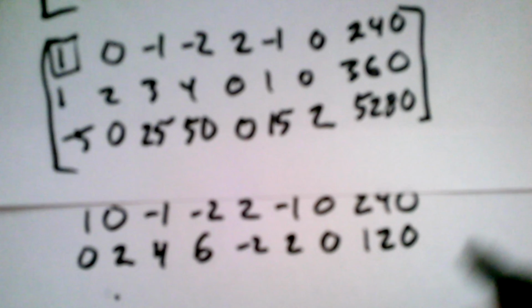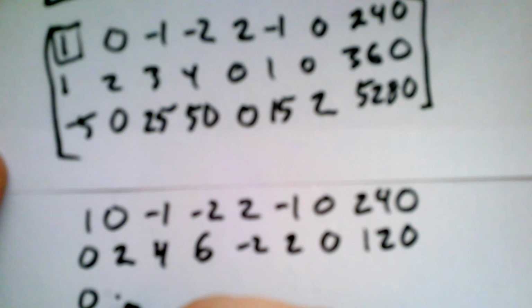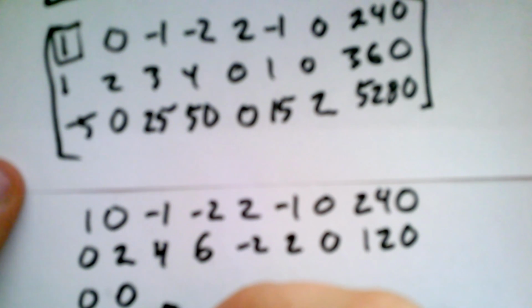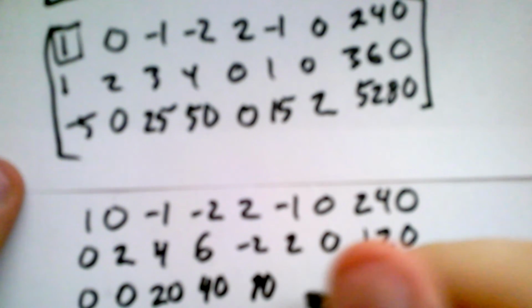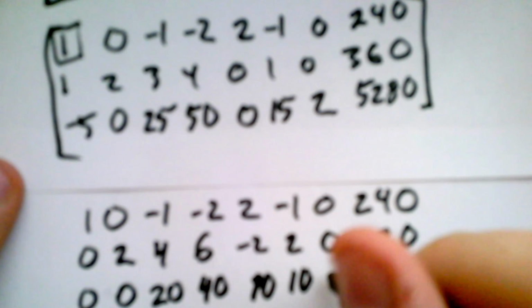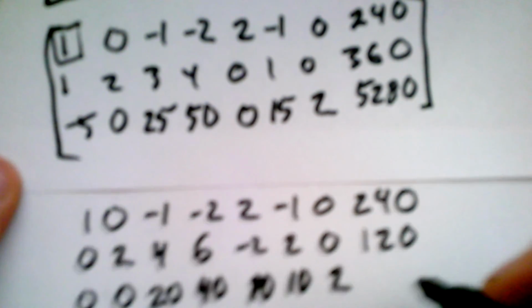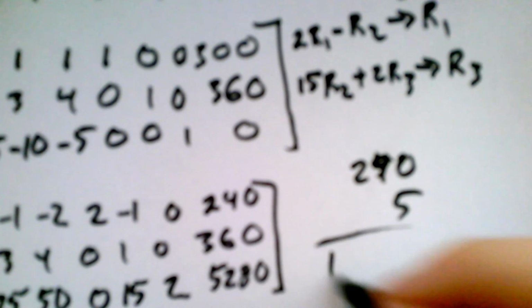Our third row, if we do 5 times the top row plus the bottom row, we get a 0 here. 0 plus 0 is 0. 5 times -1 plus 25 is 20. 5 times -2 plus 50 is 40. 5 times 2 plus 0 is 10. 5 times -1 plus 15 is 10. 5 times 0 plus 2 is 2. 5 times 240 is 1200.